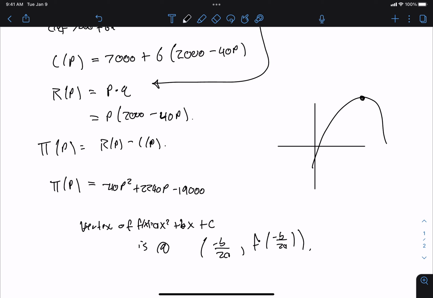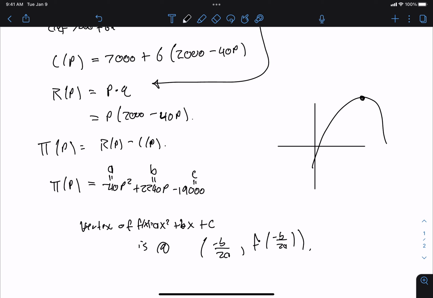So in this case, b is 2,240, a is negative 40, and c is negative 19,000. Okay, so we just plug in, and we get the vertex. Does that answer your question? All right. Any other questions on this one before we move on to today's class? Okay. Last call before we go to notes.